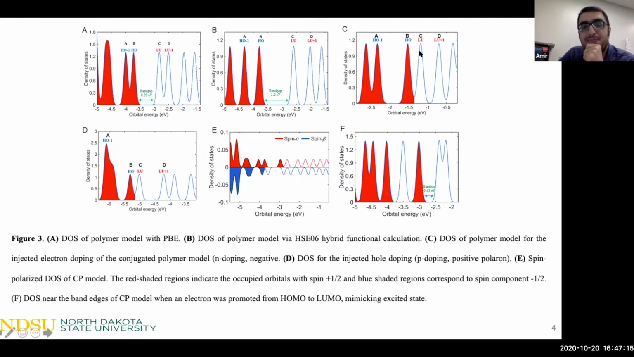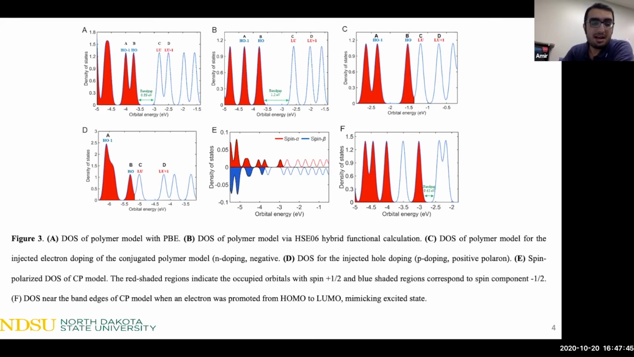Okay, so subfigure C actually represents N doping. The P doping is also reported. The density of states is reported in subfigure D. So we inject two holes into the system. We evacuate two electrons from the HOMO, so that the HOMO is evacuated and converted to the LUMO star.